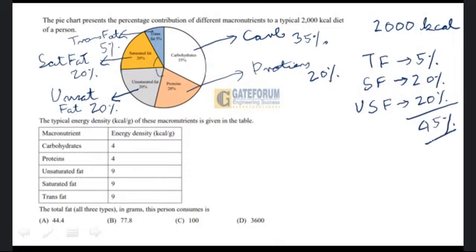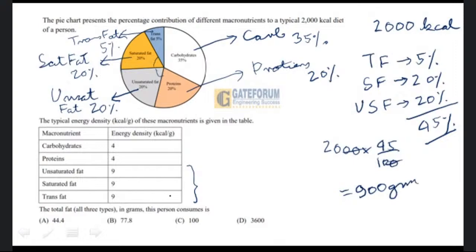By the way, for all of these the energy density is the same, 9 kilocalorie per gram. So rather than applying individually, we can apply them together. So the energy contribution for all of these would be 2000 into 45 by 100, because it is 45% of 2000 kilocalories. So that would be 900 kilocalories.